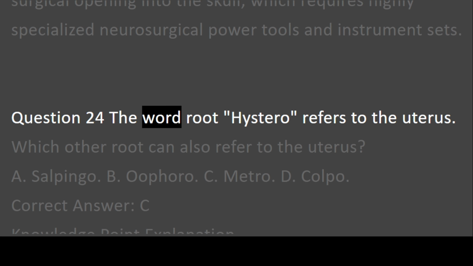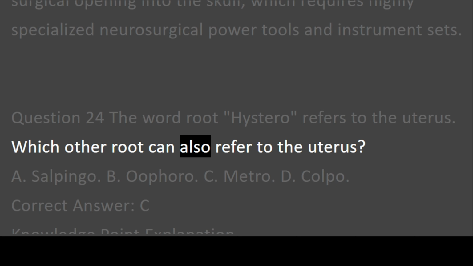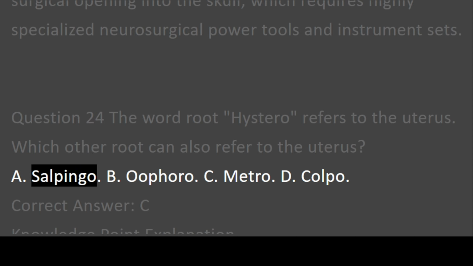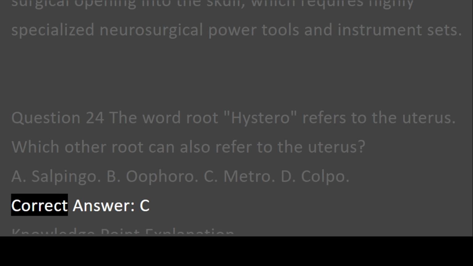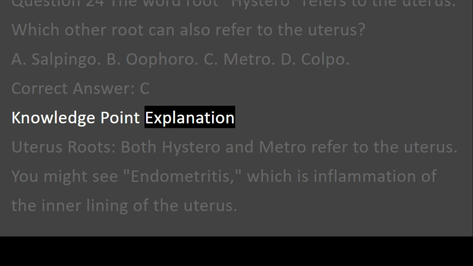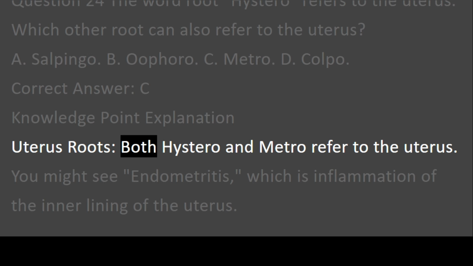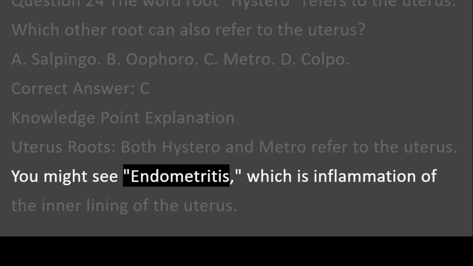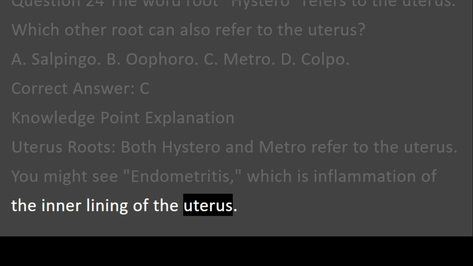Question 24. The word root hystero refers to the uterus. Which other root can also refer to the uterus? A. Salpingo. B. Oophoro. C. Metro. D. Colpo. Correct answer, C. Knowledge point explanation. Uterus roots, both hystero and metro refer to the uterus. You might see endometritis, which is inflammation of the inner lining of the uterus.